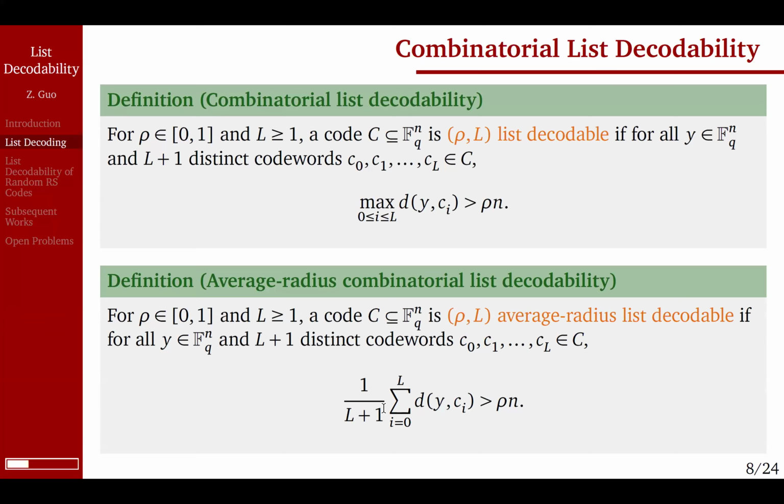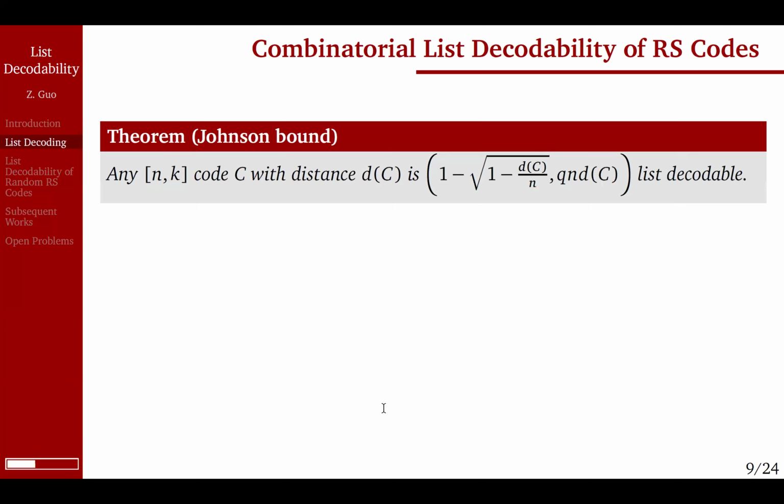So I just talked about the Reed-Solomon code, and its distance is n minus k plus 1. Which means for unique decoding, we can do up to half of the distance, so half of n minus k plus 1. But for list decoding, what is its limit? What is the best we can do?